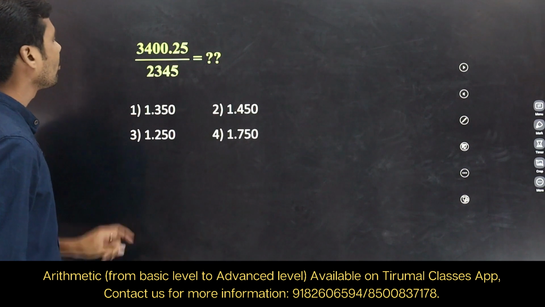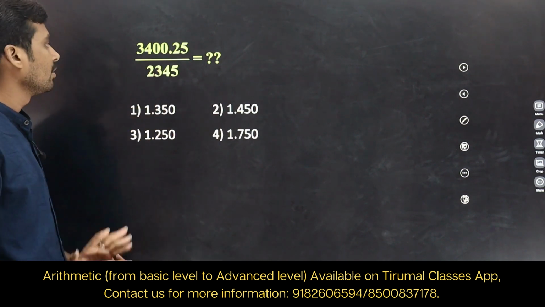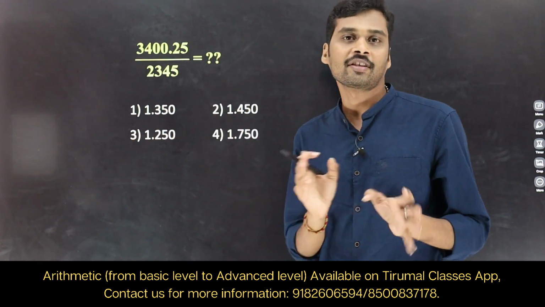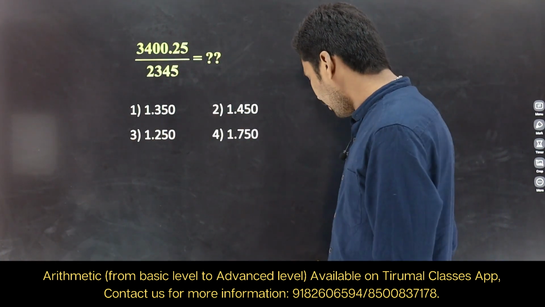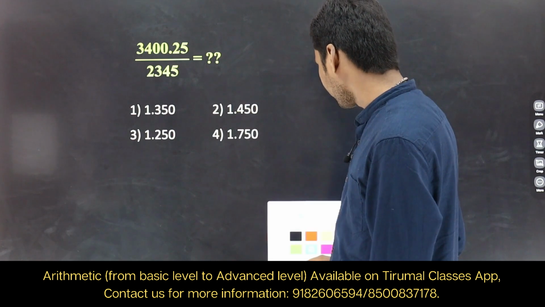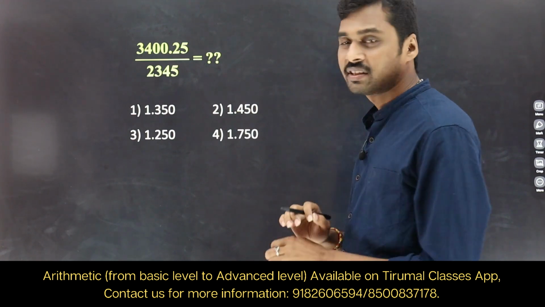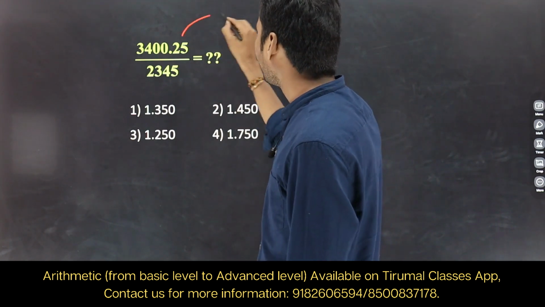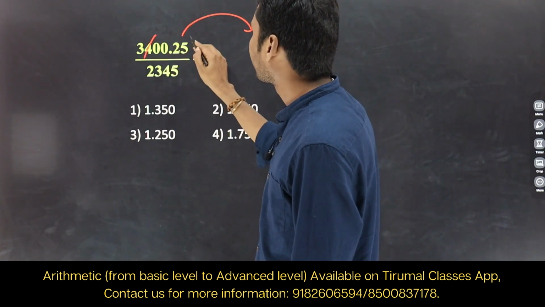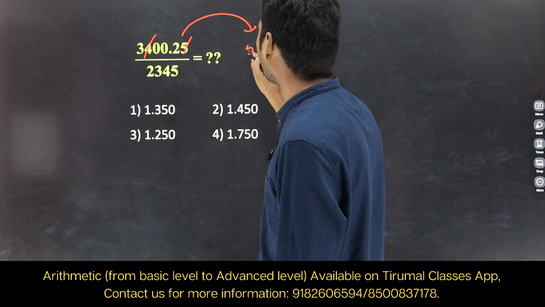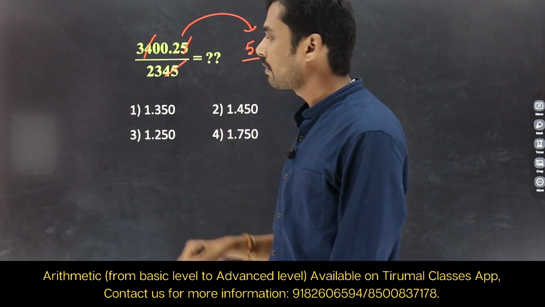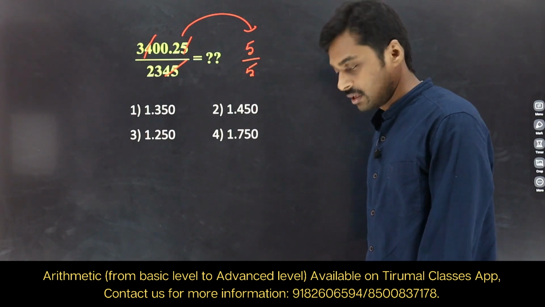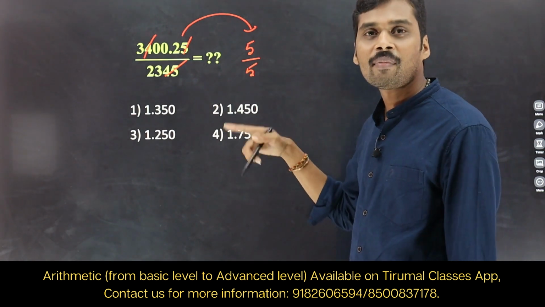So find the value of 3400.25 divided by 2345. Again you can see that this is clearly in the form of x by y. So when we see the x by y form, then immediately first we take the digital sum value. So here 4 plus 5 is 9. 3 plus 2 is what? 5. 4 plus 5 gets cancelled. 2 plus 3 value is what? 5. Okay.